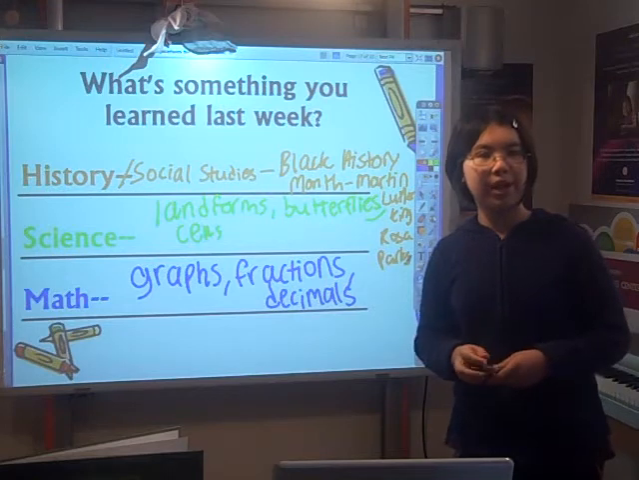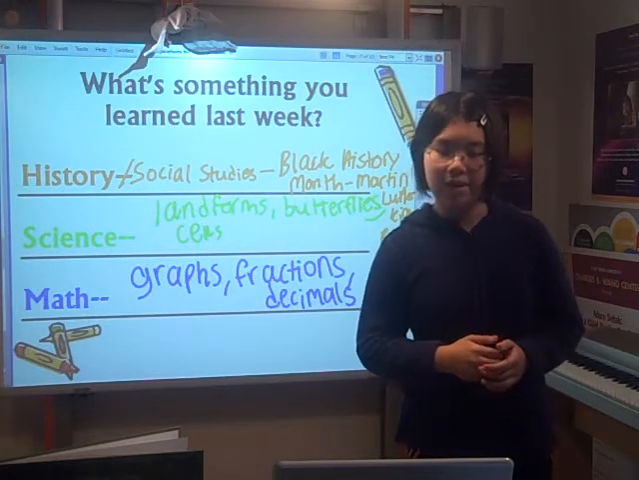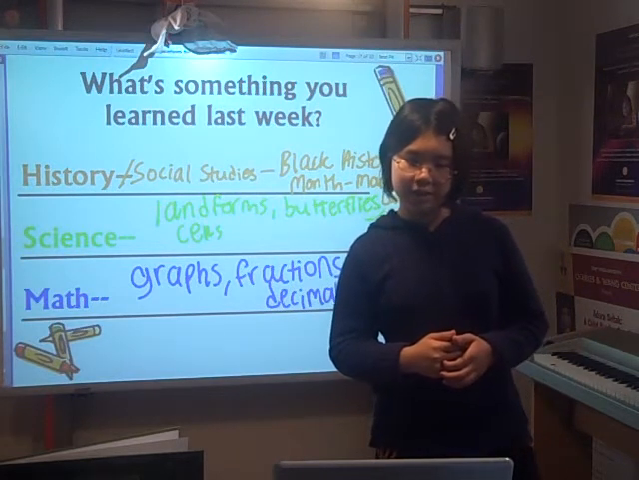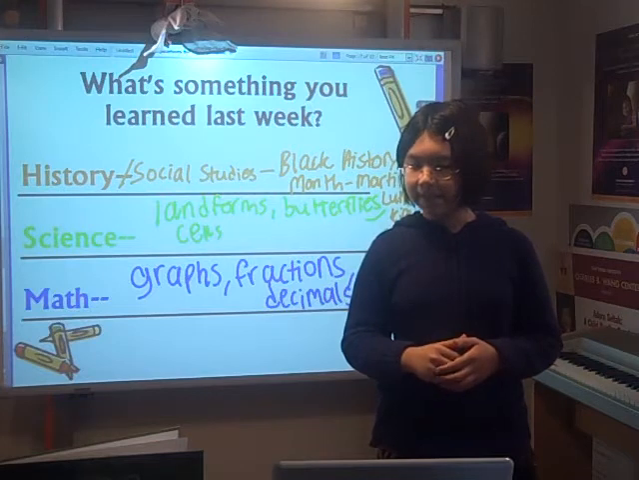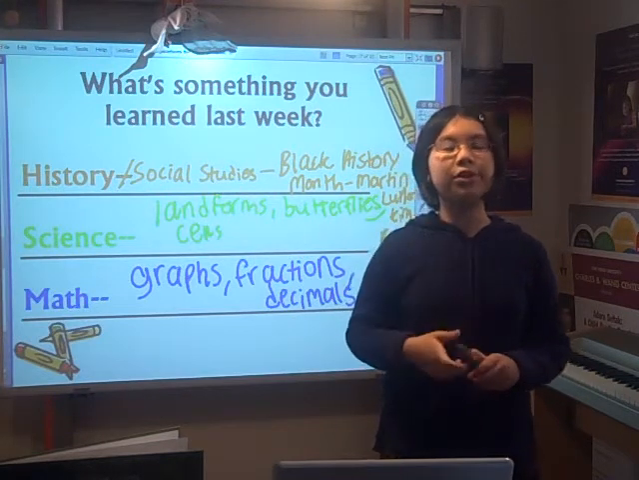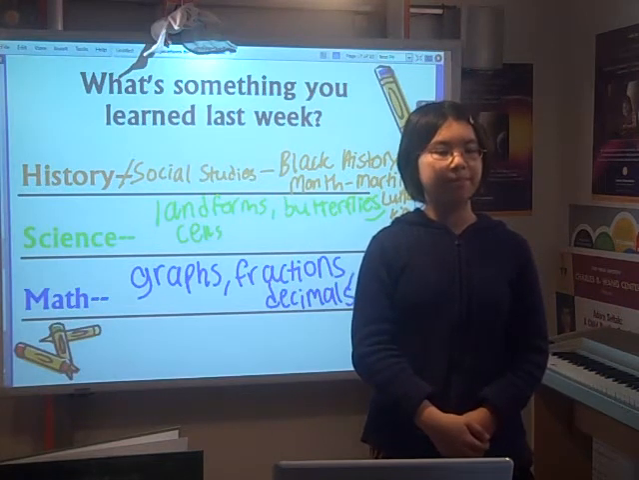You learned about Martin Luther King, you learned about Rosa Parks, you learned about Michael Jackson. That's cool. Black History Month, so very interesting. Landforms, butterflies, cells, graphs, fractions, and decimals. So how could you maybe get an idea from one of these things for a story?